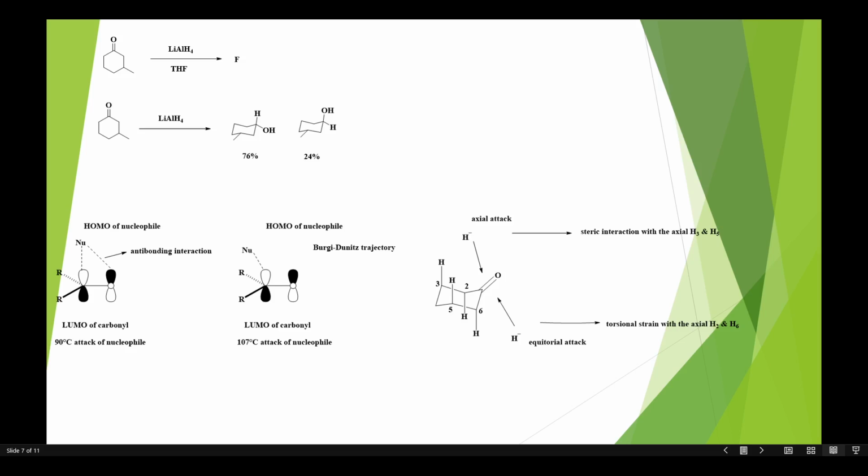But when you have a bulkier nucleophile, in that particular case you will get the less stable product, but still you will get the major product from the axial attack. This is because, as we have in lithium aluminum hydride, the aluminum hydride bond will break and that will attack our carbon. It is not that lithium aluminum hydride first transfers a hydride ion and only then reacts. It is not like that.